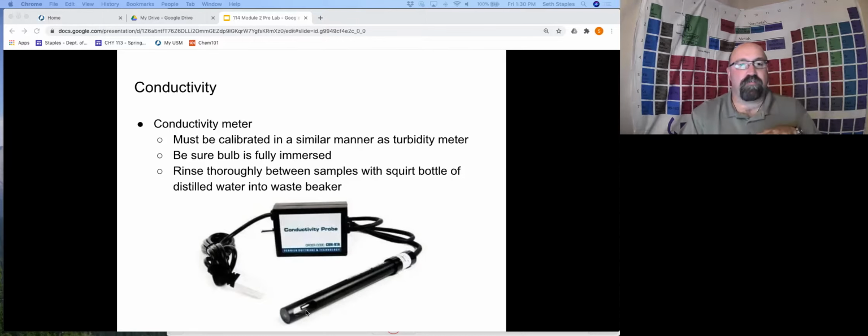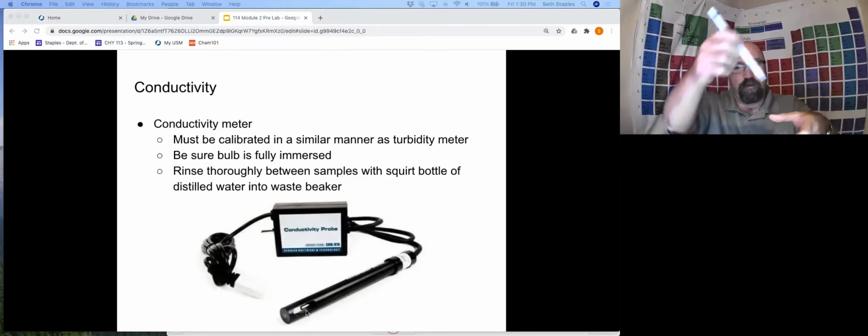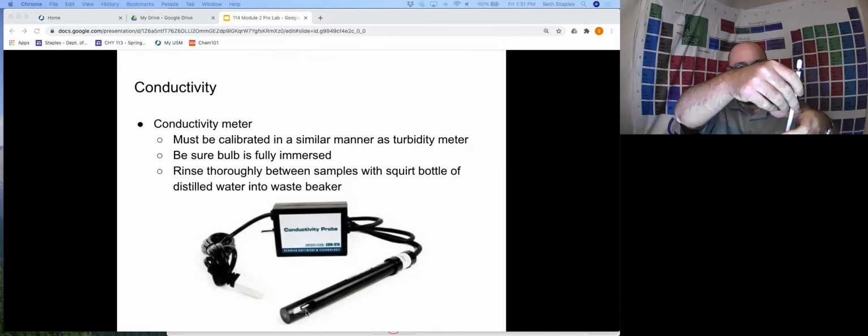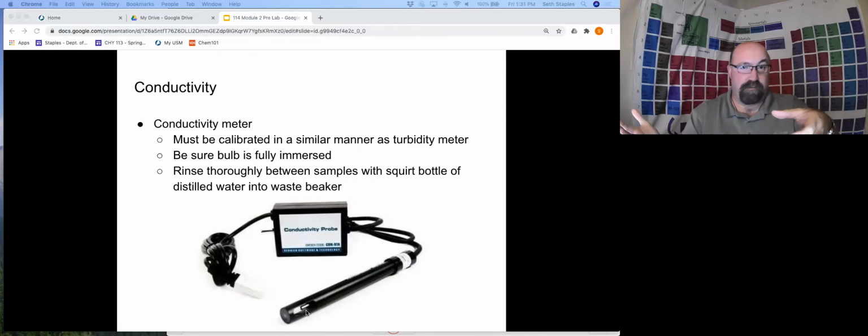You also want to make sure that you're rinsing the probe off in between each measurement. The easiest way that I've usually found to do that is to have a beaker sitting right at your station, and you can just put the probe down into the beaker, and then you'll have your squirt bottle.